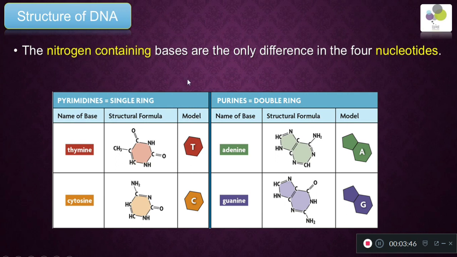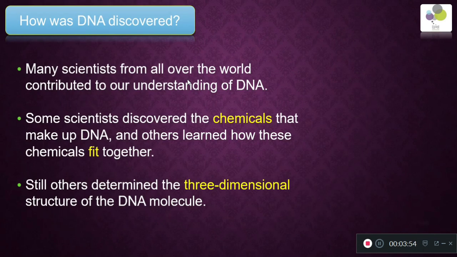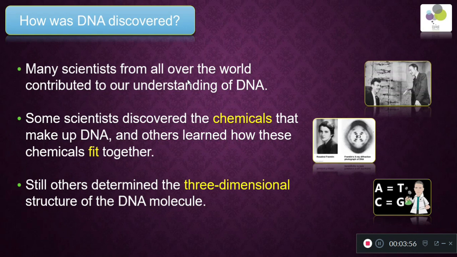So the question is, guys, how did the scientists discover all of this? How was the DNA discovered? Actually, guys, the discovery of the DNA did not happen overnight. It took a lot of years, and a lot of scientists from all over the world contributed to understanding the structure of the DNA. Some scientists discovered the chemical makeup of the DNA. Others discovered how these chemicals fit together. Others discovered the three-dimensional shape of the model of the DNA molecule.